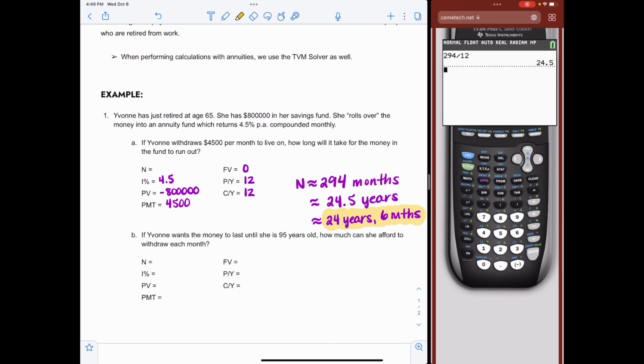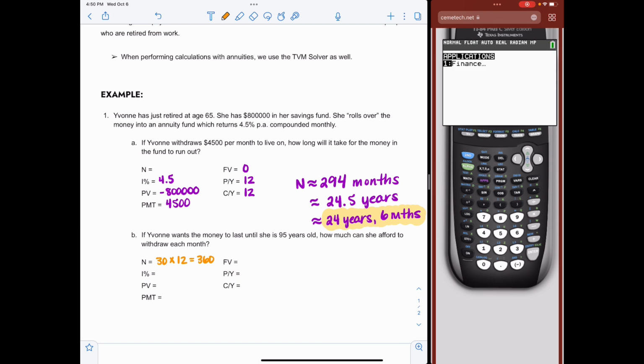Part B says, if Yvonne wants the money to last until she's 95 years old, how much can she afford to withdraw each month? So she wants it to last till she's 95 years old. So the number of years that she wants it to last her is 95 subtract 65 because she retired at 65. She didn't start getting payments until age 65, until she retired. So that's 30 years worth of payments. And if we do 30 times 12, we get 360. So N is going to be 360.